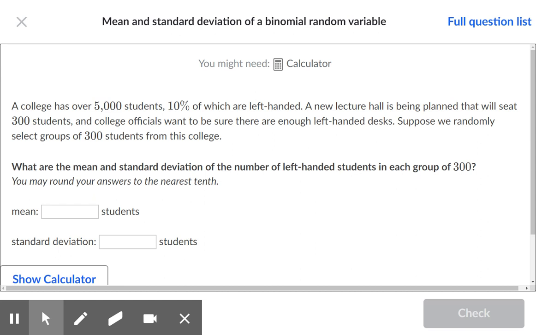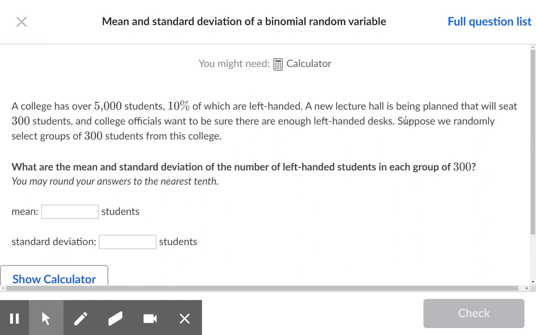Suppose we randomly select groups of 300 students from this college. So it sounds like n is 300, right? What are the mean and standard deviation of left-handed students in this group of 300?